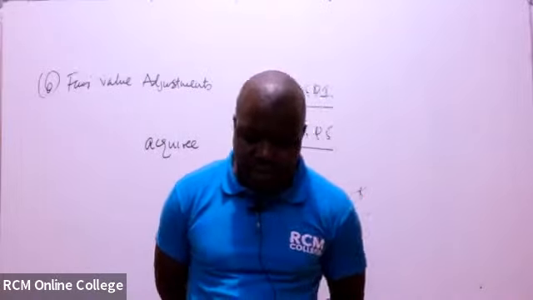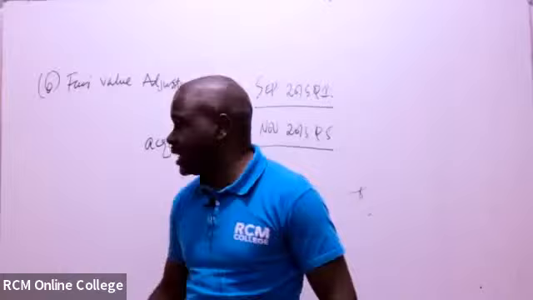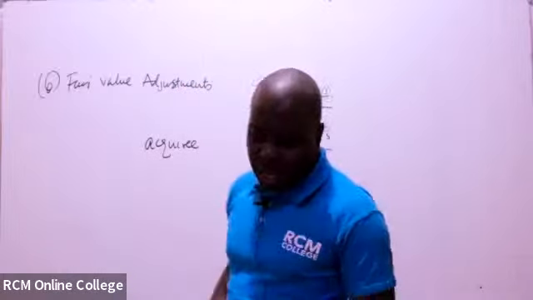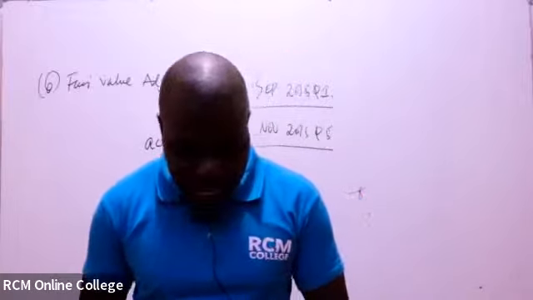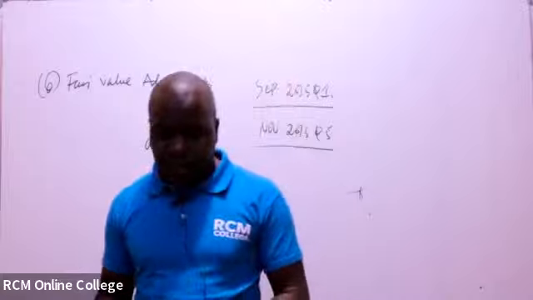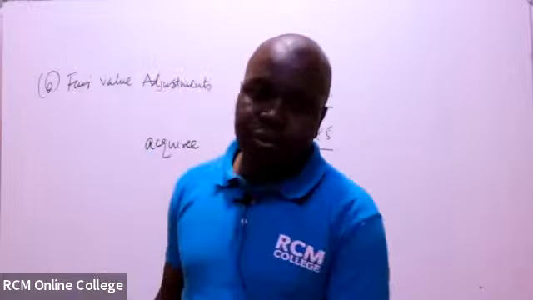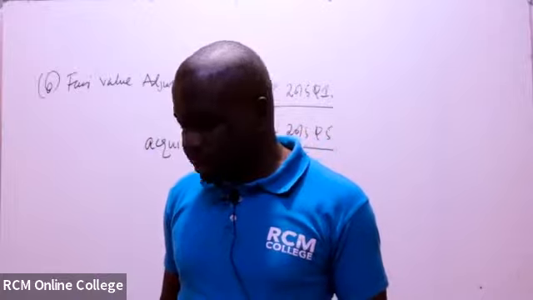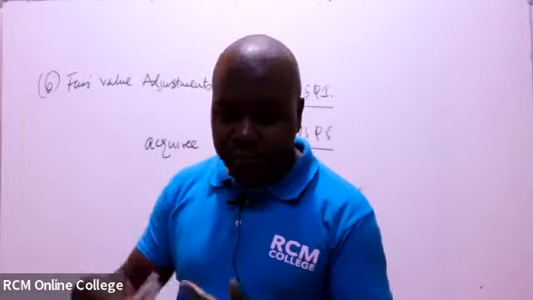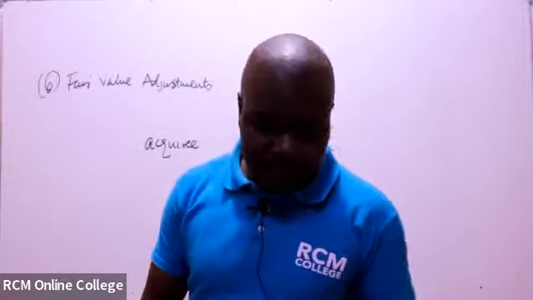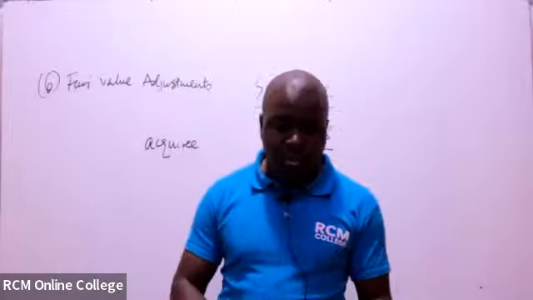IFRS 3 requires the identifiable assets and liabilities of the acquiree. The acquiree is the company being acquired. They are to be measured initially by the acquirer, the one acquiring, at their fair value at the date of what? Acquisition. At the date of acquisition, or at the acquisition date. So that's what we said there. The things we've discussed here, when you do the questions, you will see them and how we squarely deal with them, but now we'll be doing a question.